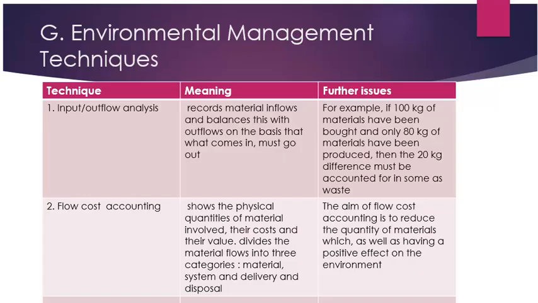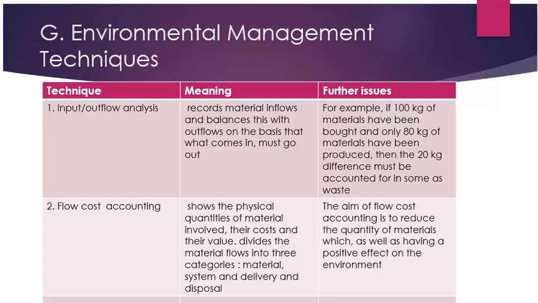So we have bought the material, their cost and their value. Then what we're going to do is divide this material into three categories. One, the actual material that we have, maybe maize. Number two, the systems that will be taken, maybe buying, invoicing, recording, all those. And delivery, we need to show delivery, how are we delivering the product, and finally, the disposal itself. That is flow cost accounting.